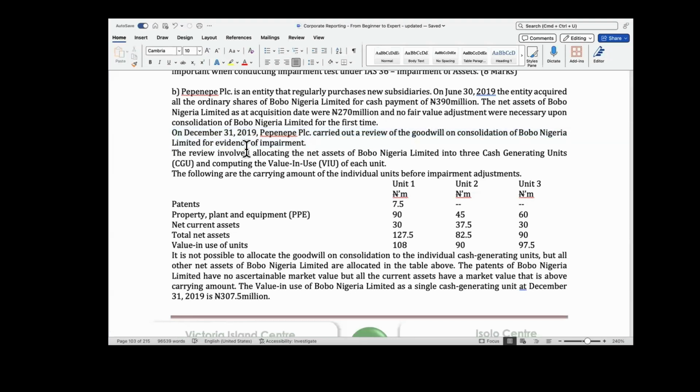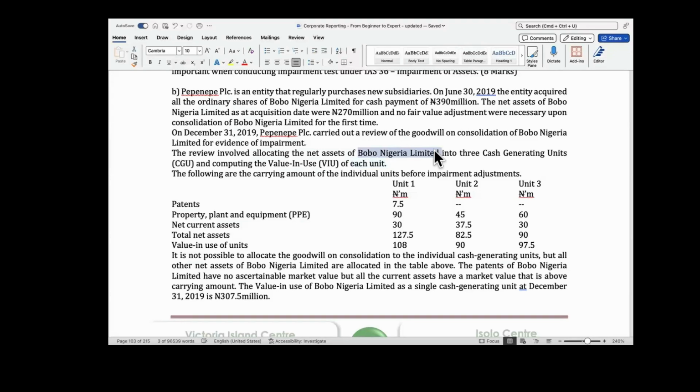But the review that he did involved allocating the net assets of Bobo, that is the subsidiary, into three CGUs and computing value in use in each unit. So he separated this company into three CGUs. It must be a very big company.